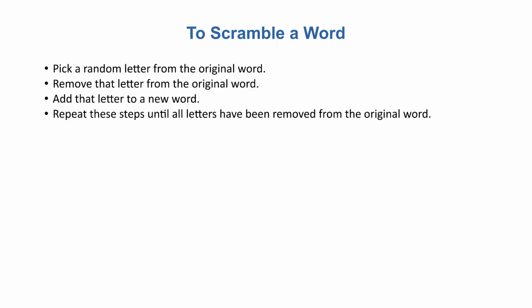Do you know how to scramble a word? It's easier if you break the process down into smaller steps. To scramble a word, pick a random letter from the original word. Remove that letter from the original word. Add that letter to a new word. Repeat these steps until all letters have been removed from the original word.